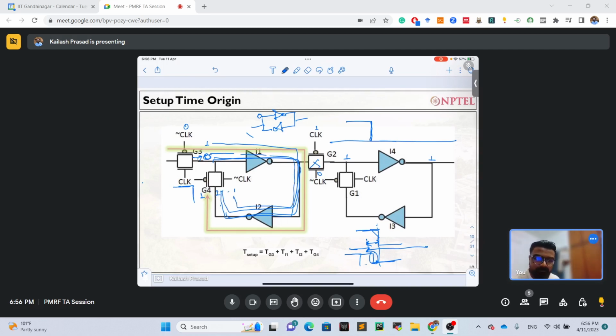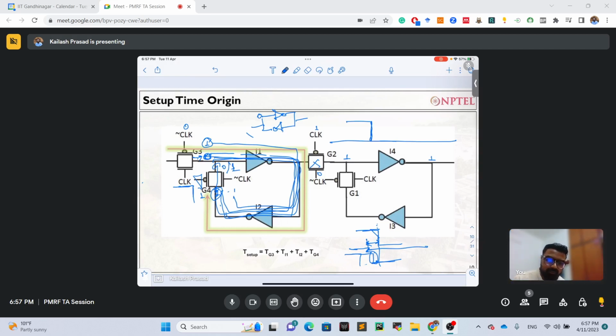This is the setup time. As soon as this goes down, if there is 0 and earlier the data was 1, which was here, and this 0 has not made this 1 because of the delay, then there is a conflict between 0 and 1. Now you don't know what data to latch. So that's the reason that up to this much time, the data should not change. Did you get the point?